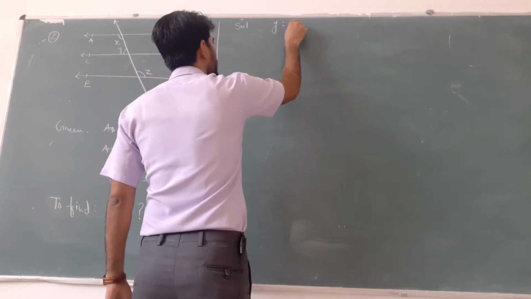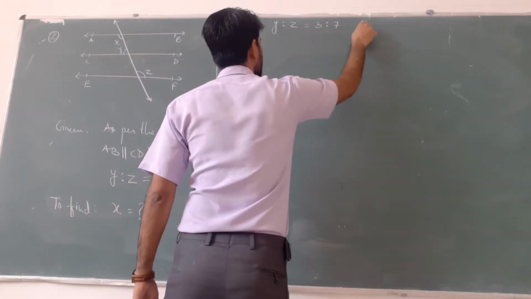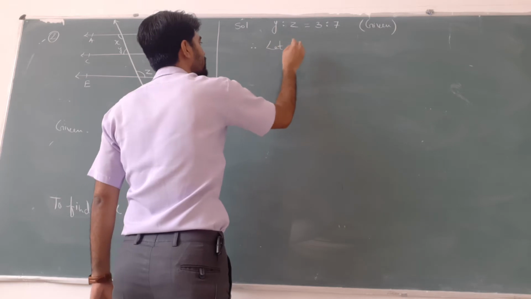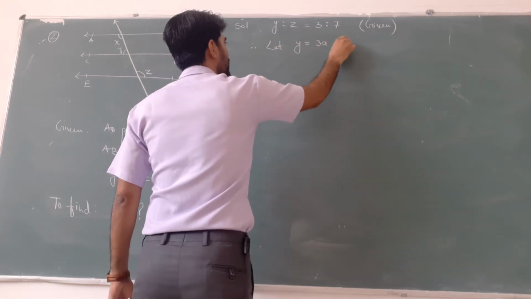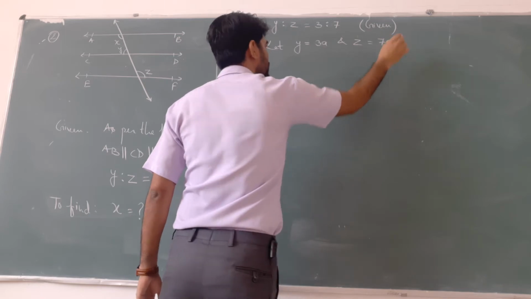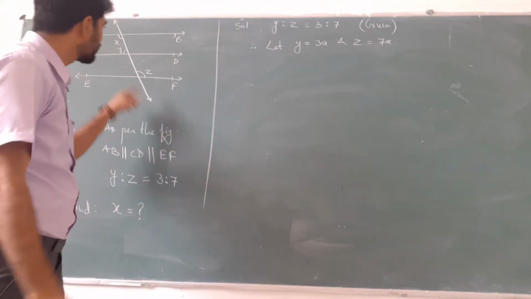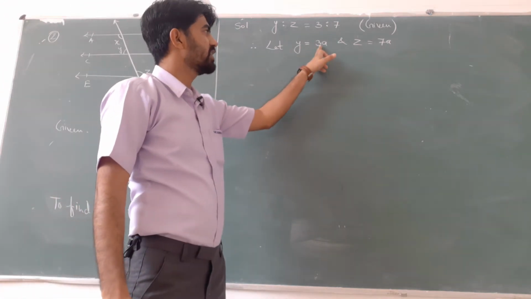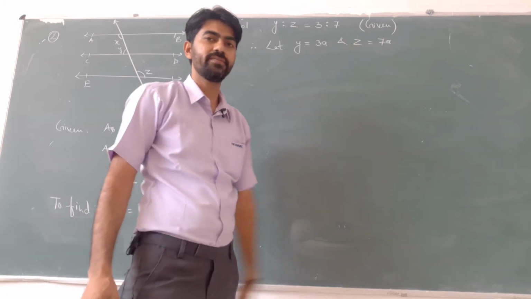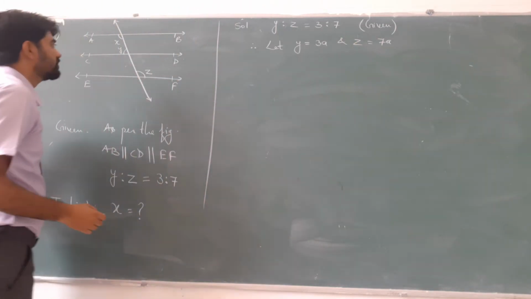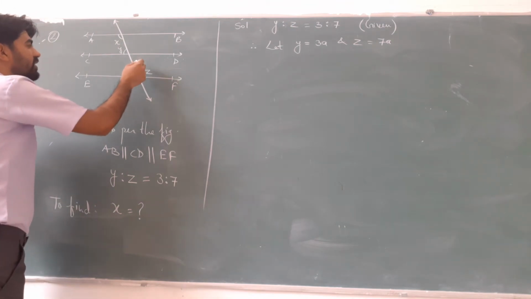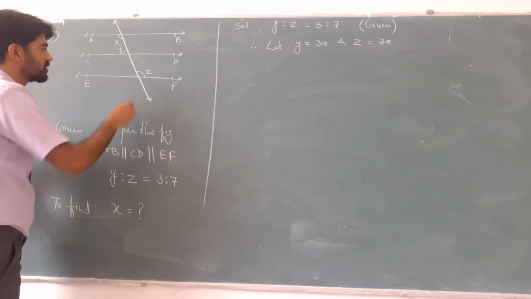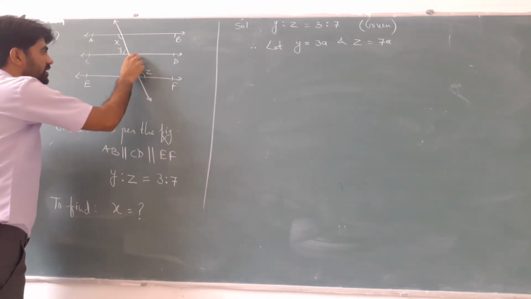Y is to Z is equal to 3 is to 7. This is given. Therefore, let Y is equal to 3a and Z is equal to 7a. We will not take X because X is already used here, so we can take any other variable. Now look here. I can take an angle here or I can take an angle anywhere. So I am taking the angle here, angle 1.